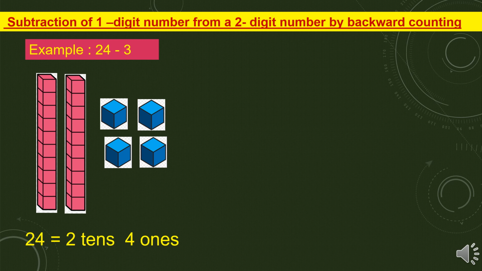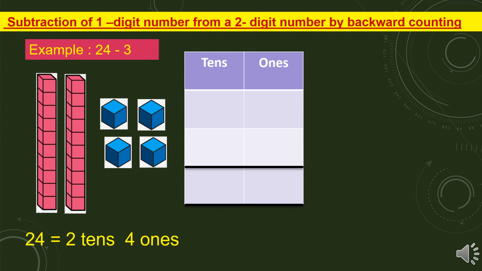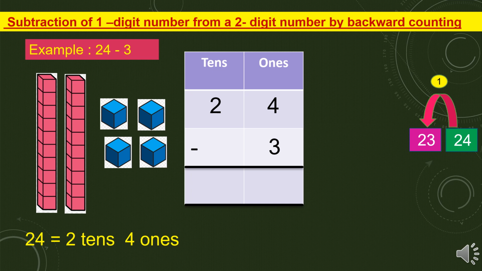Now how can we do this subtraction by backward counting? We can write the number 24 first. We will make a table for doing the subtraction and we will do it by backward counting. 24 will be written first and then minus 3 will be written, and we will start counting backward. We will write the number 24, and in the first step when we move one step backward, we will reach number 23. Then we have to count three steps towards the back, right?